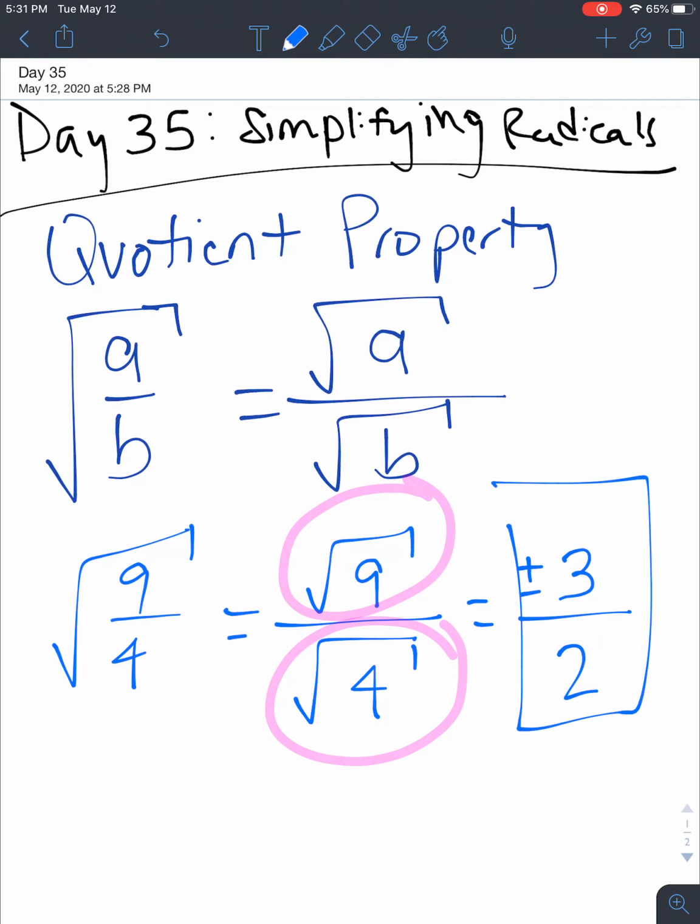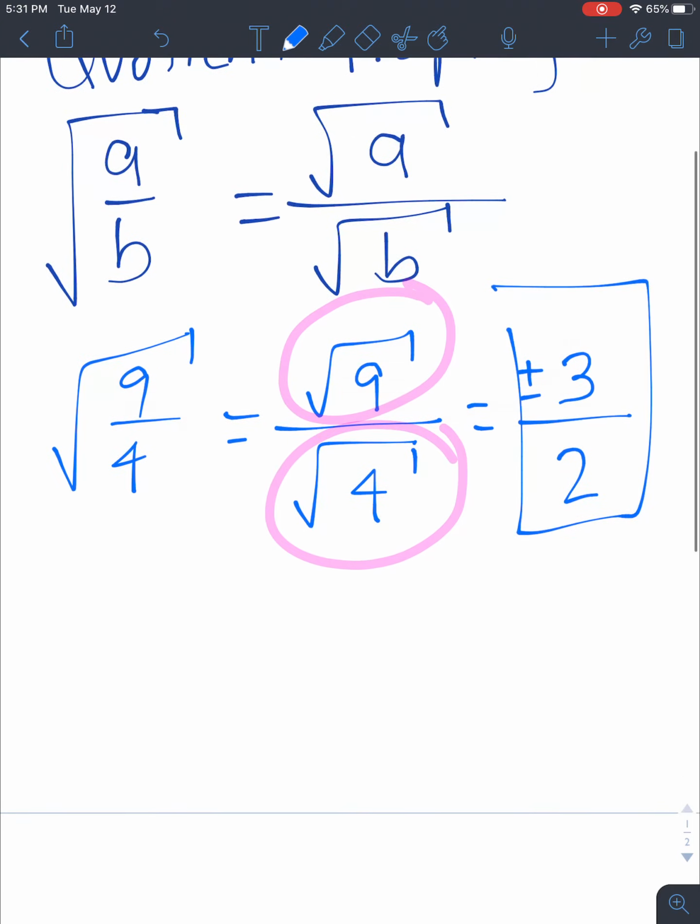All right, so that quotient property just tells us, yep, we're going to take our big square root and split it into two smaller square roots. If we have two things being divided underneath one square root, we can split it up into two. But this is like an easy example, right? Let's go ahead and work with something that's a little bit more difficult.